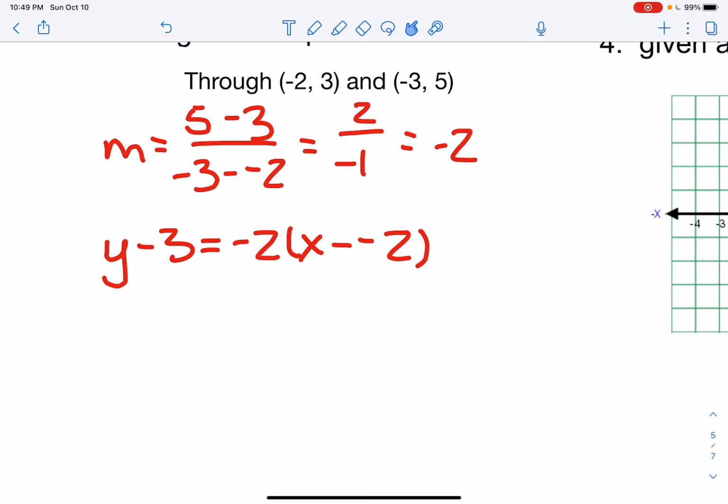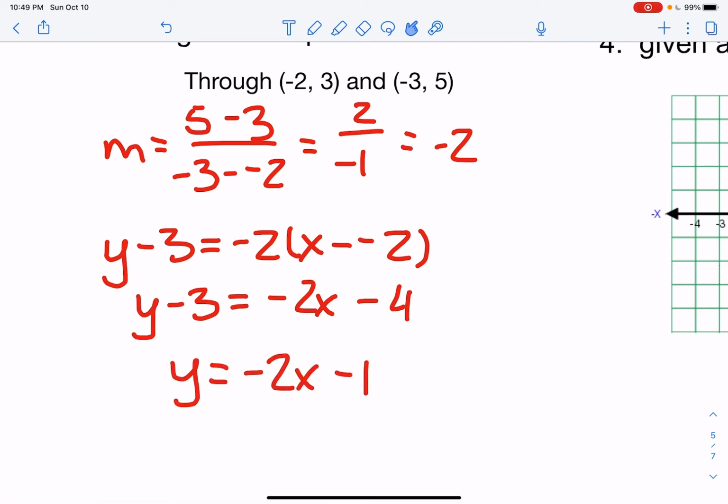So y minus 3 equals -2, and then all that. Go ahead and distribute the -2. -2 times +2 would be -4. And I'm going to add 3 to both sides to get y equals -2x minus 1. So again, if I'm given 2 points, the only thing I can find with 2 points is a slope. From that slope, I pick a point and put it in point-slope, and then I have slope-intercept form.